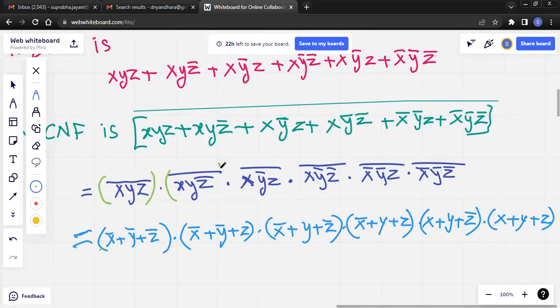You can see, if you don't put the brackets it will also do, but if you put the brackets over there, the things become more clear. So I would like to put brackets over there. Okay.